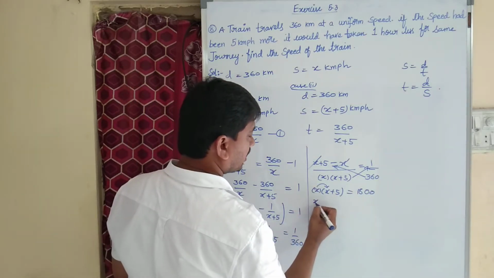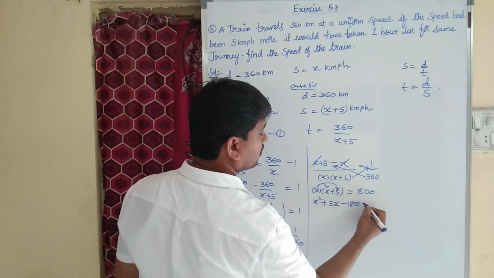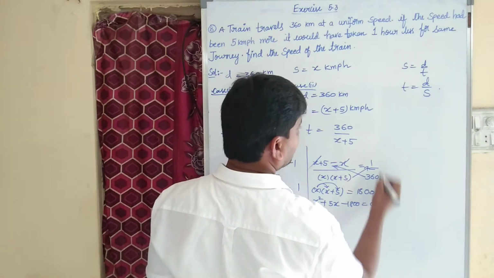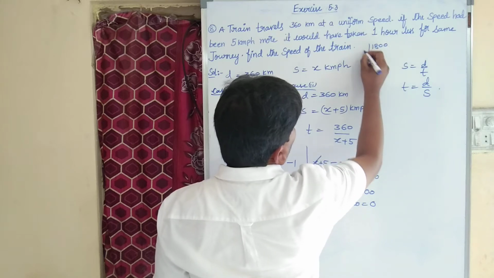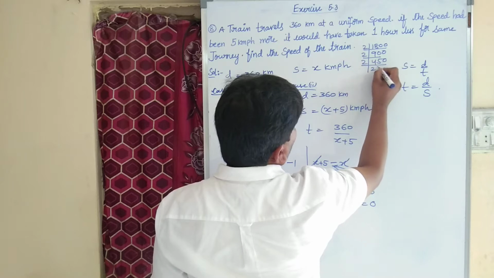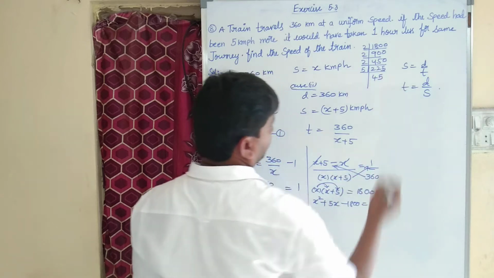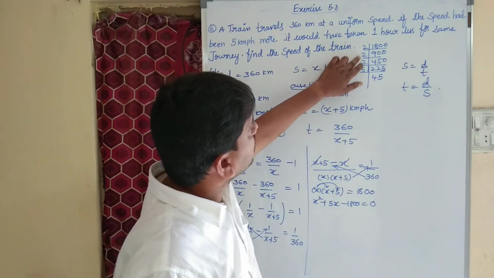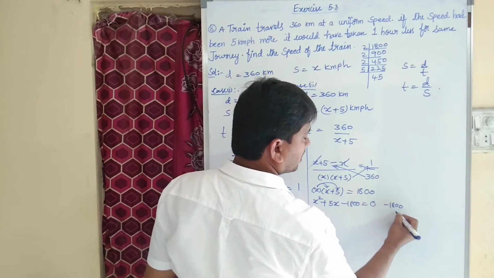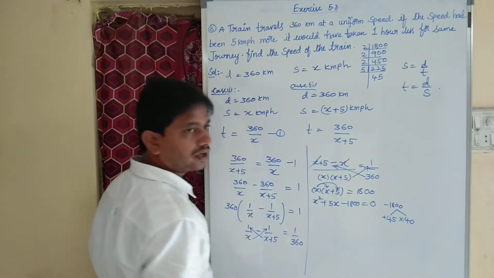Now x into x square plus x into 5, 5x, plus 1800 you transpose, that implies minus 1800 equals 0. So as the constant is minus 1800, what are the factors of 1800? 2 900s, 2 450s, 2 225s, 5 4s are 20, 5 2s are 10, 10 2s are 20, 2 20s are 40. So 45 and 40. As our constant is minus 1800, 45 into 40, and 45 minus 40.